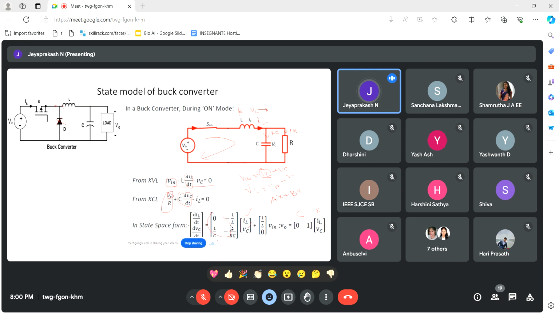Okay. So during the switch on period, I am taking A1X plus B1U. During the switch on period means I am taking A1X plus B1U. Does anybody have any doubt about how to form the state matrix?